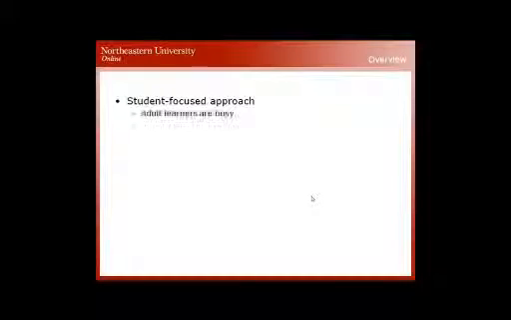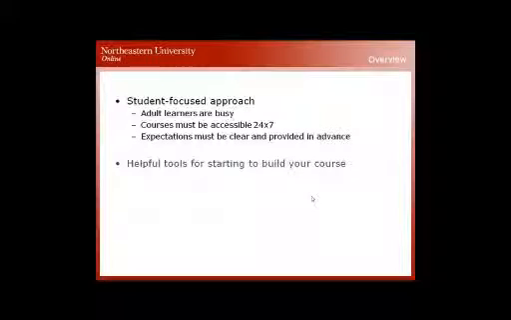Students are busier than ever and need 24/7 access to all their course materials so that they can work at their convenience. They need a clear understanding of the skills or knowledge that they can expect to gain from the lessons in your course. So be specific about your expectations of the students and what they can expect from you. Write your syllabus and weekly learning objectives clearly so students know what to expect and what they are responsible for in your course. Northeastern Online provides two tools to help you to accomplish this.